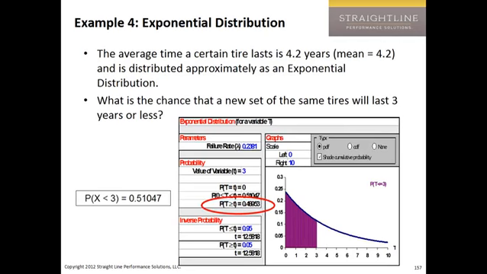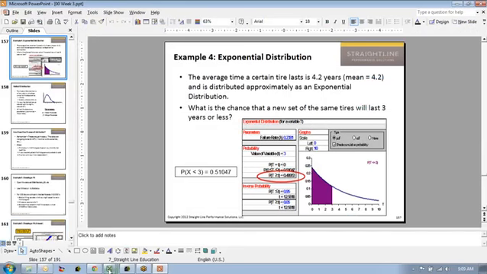Suppose that an average time for a car, it lasts 4 years, so its mean is 4.2, and is distributed approximately as an exponential distribution. Okay? So we know that the average time a certain tire lasts is 4.2 years. We want to ask, what's the chance that a new set of tires will last 3 years or less? So what's the chance that its tires will need to be replaced in 3 years or less if the average time that it lasts is 4 years and the data are exponentially distributed? Okay, so that's the question that we want to answer, and let's walk through that.